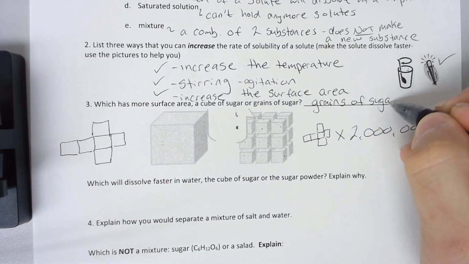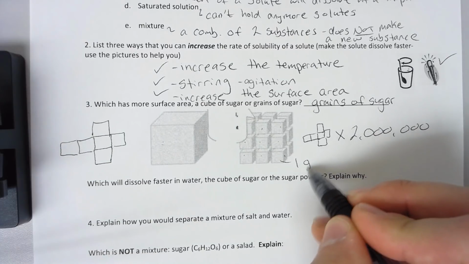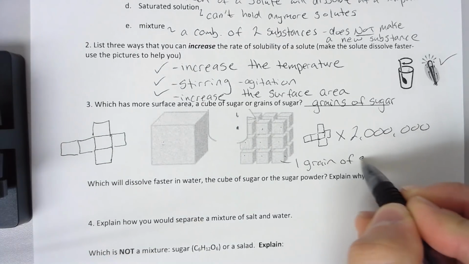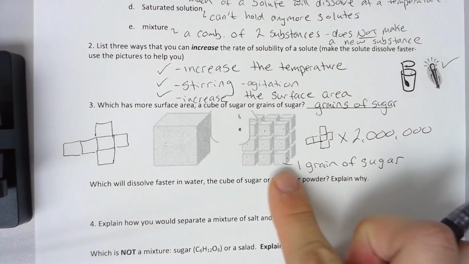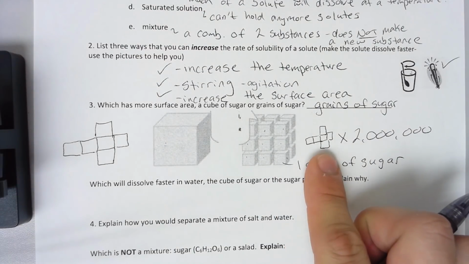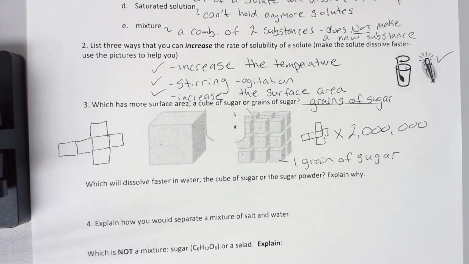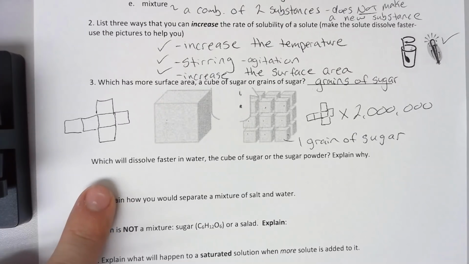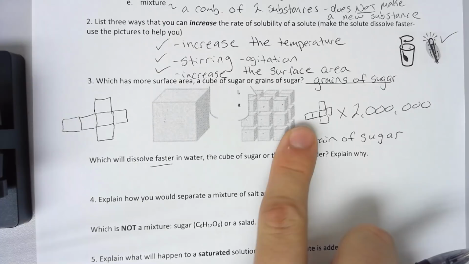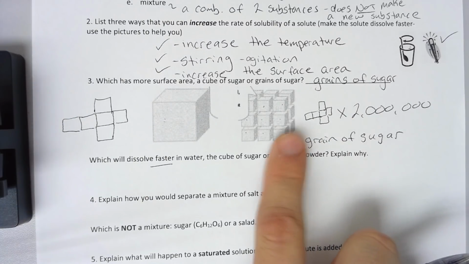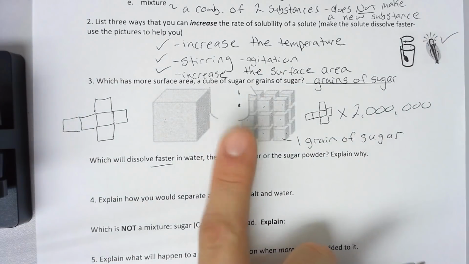Because each of these represents 1 grain of sugar, and if we were to get each one of these little grains and unravel it, we would see that obviously this would have more surface area. Okay. Which will dissolve faster in water? This cube of sugar or the sugar powder? Explain why. Hopefully you'll realize that if I have grains of sugar, they're going to dissolve faster.